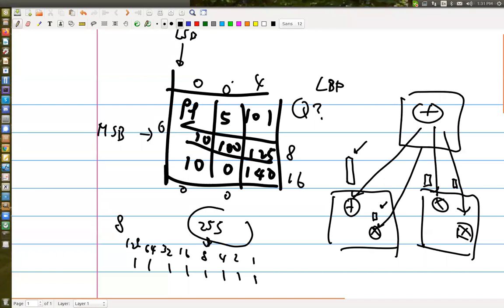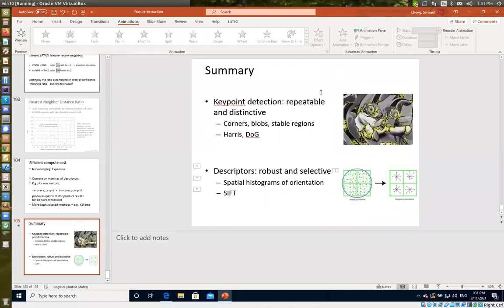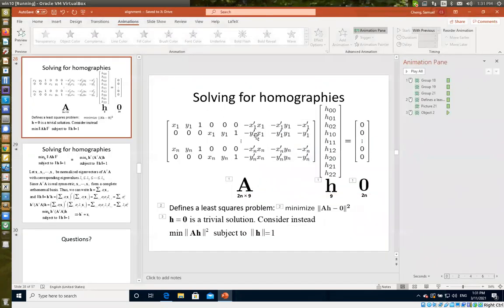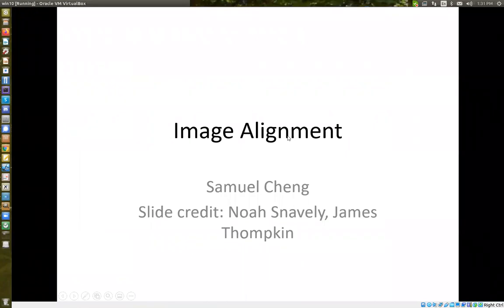Let me just save this and then close one of the presentations. I don't know why the VirtualBox seems to be running lots of resources. Yes, I will update the schedule right after the class.